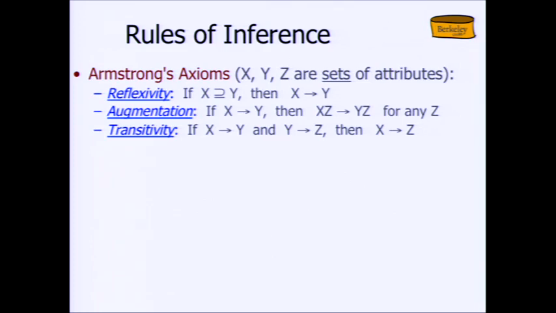Augmentation. If X determines Y, then XZ determines YZ for any Z. All right, and that makes sense, right? What's a good example? If rating determines wage, then rating, comma, last name determines wage, comma, last name. All right, not very interesting, but certainly true. And then transitivity, as we know and love, if X determines Y and Y determines Z, then X determines Z. So with these axioms, we are now armed and ready to do inference on functional dependencies.